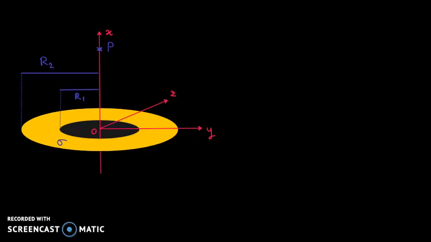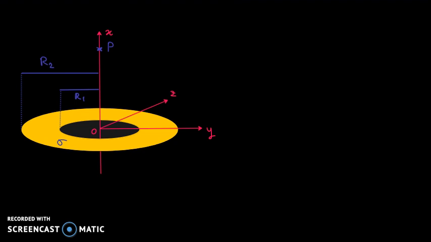In part B of the problem, we'd like to calculate the electric field at point P, which is arbitrarily located on the x-axis. Now, there's more than one way to do this calculation. You can either use the results from previous problems, or you can calculate this from scratch. So I'm going to calculate it from scratch.